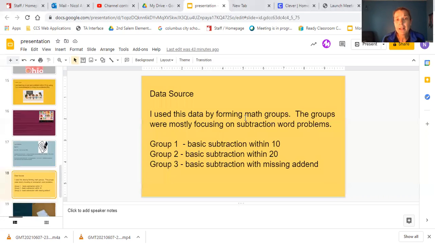By the data that I collect, I form my math groups for guided math groups. I had 3 groups. Group 1 was doing basic subtraction within 10, and then we would continue on into 20 if they needed it. Group 2, basic subtraction within 20, and group 3, missing addends or basic subtraction with missing addends.